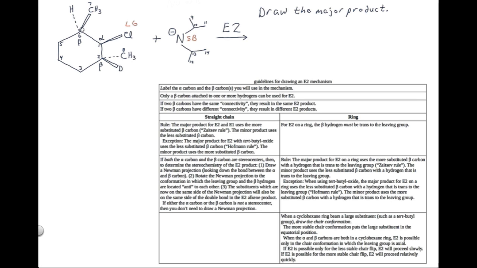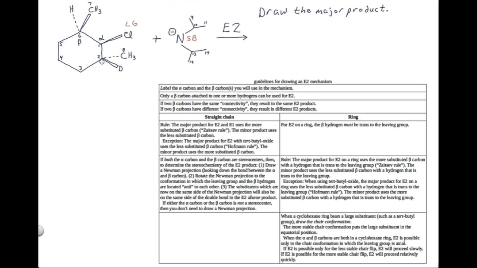Both carbon 2 and carbon 6 have a hydrogen or an isotope of hydrogen. So which one are we going to use in the reaction? Well, here we use this guideline. The beta hydrogen must be trans to the leaving group. Notice that this deuterium is cis to the leaving group, which means that it is impossible to use this deuterium for E2. It's impossible to use this deuterium for E2 because it's cis to our leaving group.